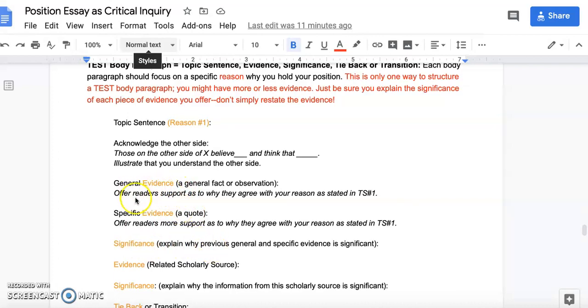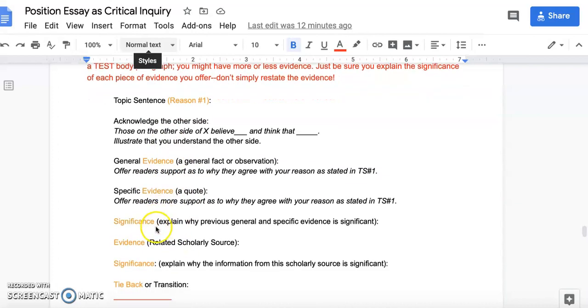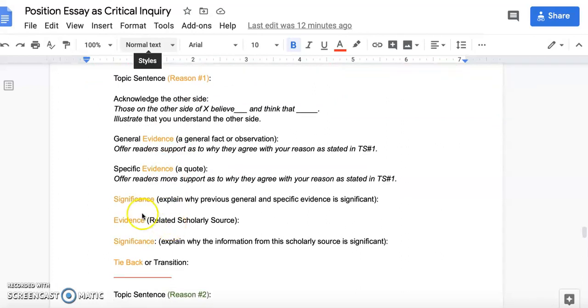Now you could be putting that significance right underneath here. So another model is we could do general evidence, significance, in which we explain that, specific evidence, significance, or we can pile up our evidence a little bit, put two back to back, and then explain both of those together. Following after you've set those up back to back, then do a little bit longer of a significance that explains those together. Then we could offer another piece of evidence, and in this scenario I'm saying add a scholarly source, and then explain the significance of that scholarly source.